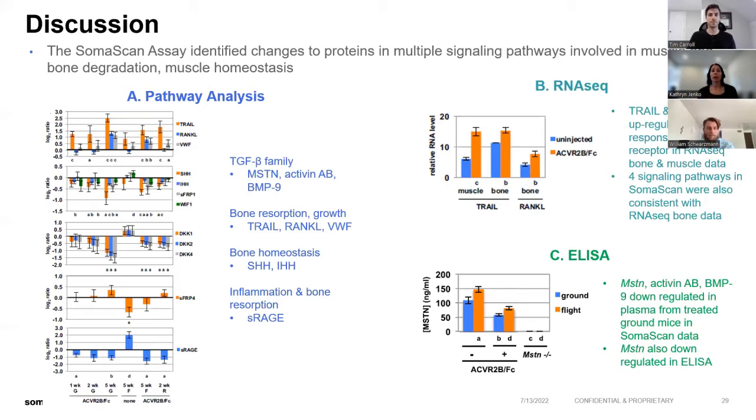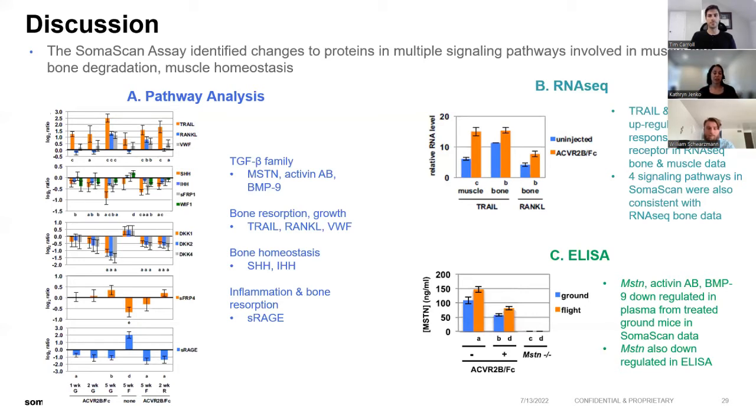TRAIL and RANK-L, which were significantly upregulated in plasma proteomic data, are also upregulated in response to treatment in RNA-seq muscle and bone data, as seen in the bar graph labeled B in the top right of the slide. Also worthy of note is that the signaling pathways identified in the SomaScan plasma data were also found to be implicated in RNA-seq bone data.